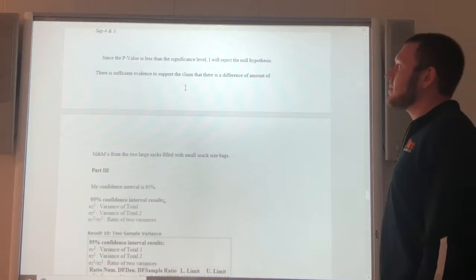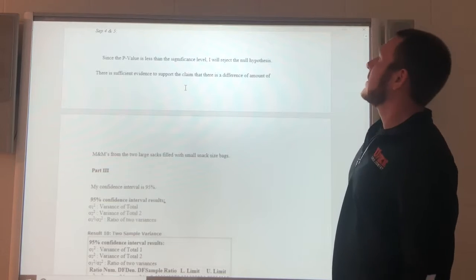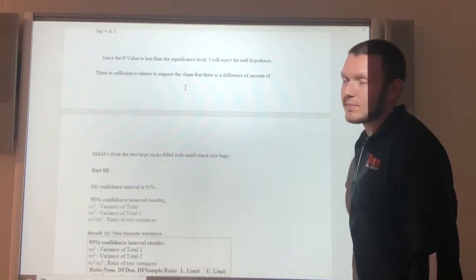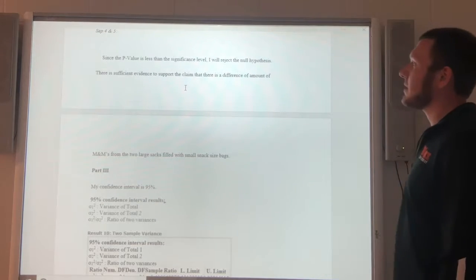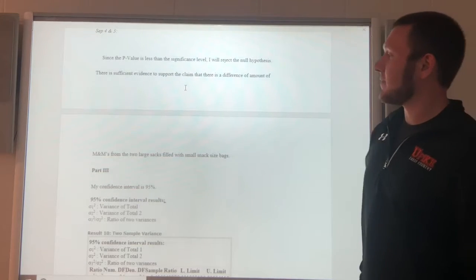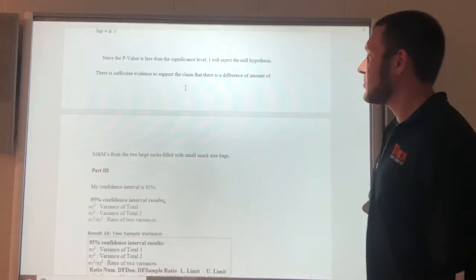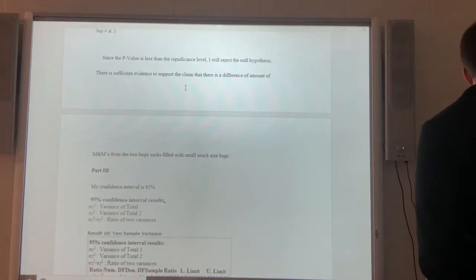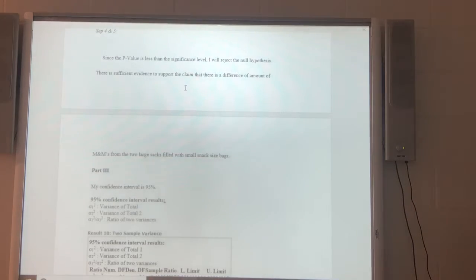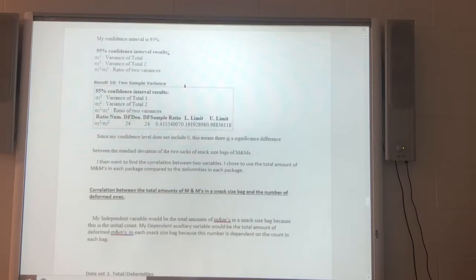Since the p-value is less than the significance level, I will again reject my null hypothesis. There is sufficient evidence to support the claim that there is a different amount of M&Ms between the two large sacks filled with the small sacks. So while the null hypothesis was rejected, there was sufficient evidence to support that claim.